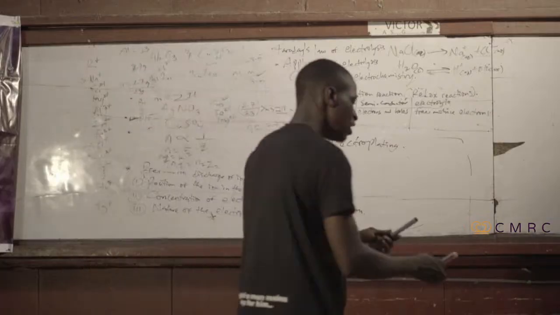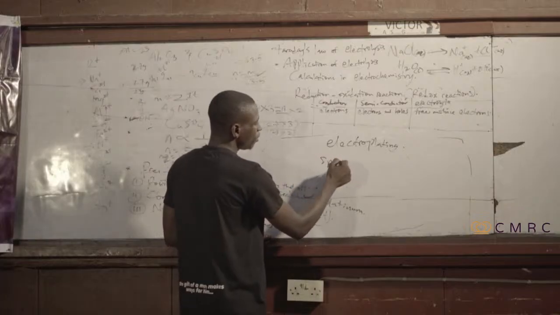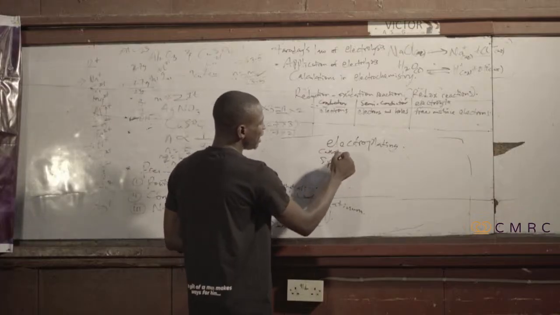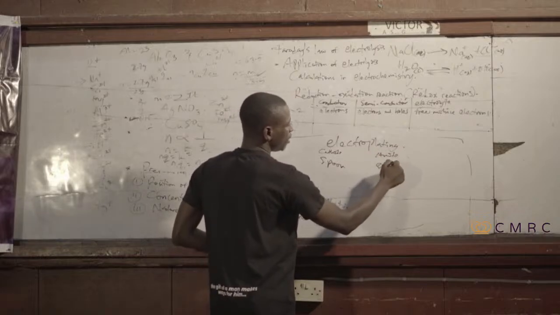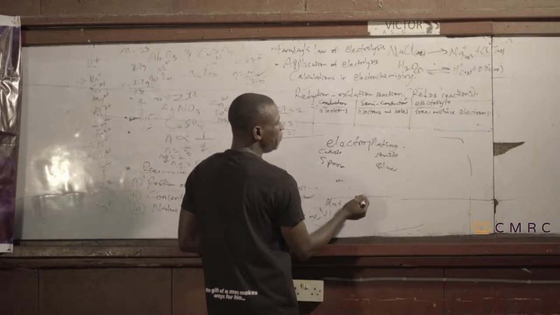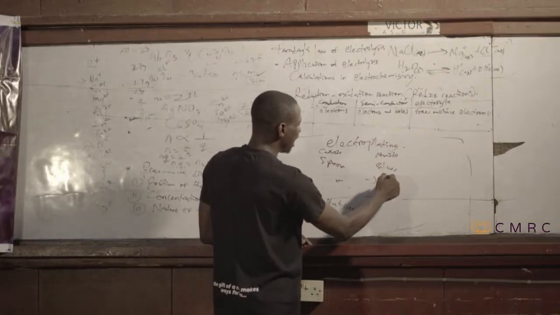So now, at the cathode we have the spoon. Then at the anode we have our silver. Then the electrolyte that we'll be using will be a salt of the anode, a compound of the anode, which could be something like AgNO3.